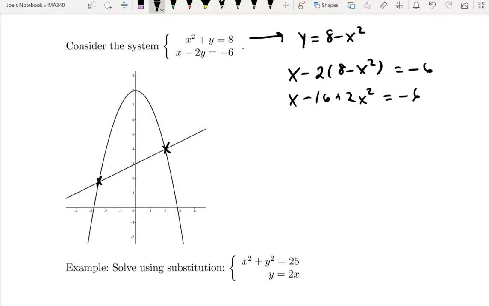How do we solve quadratic equations? What do we want to do? Yeah, we're going to factor, right? Before we factor it, what do we want on one side? 0, right? So I need to add the 6 over. So 2x squared plus x minus 10 equals 0.